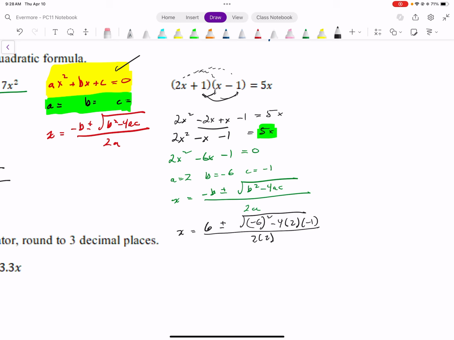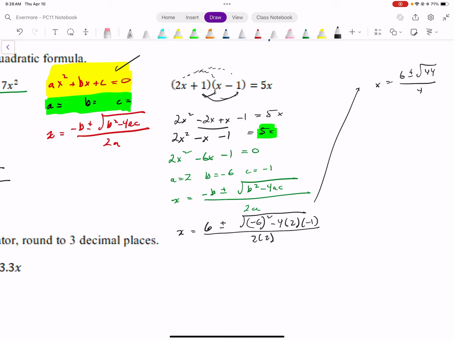When we simplify this, now let me work up here. This is x is equal to 6 plus or minus the square root of 44 all over 4. Now, I've done my calculations ahead of time. You don't need to see me do some calculations. I'm just going to write it out.